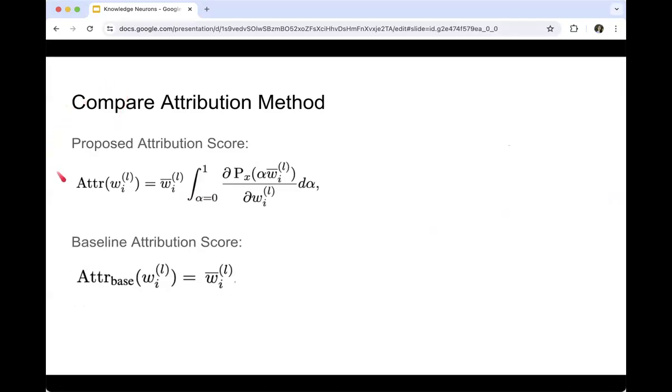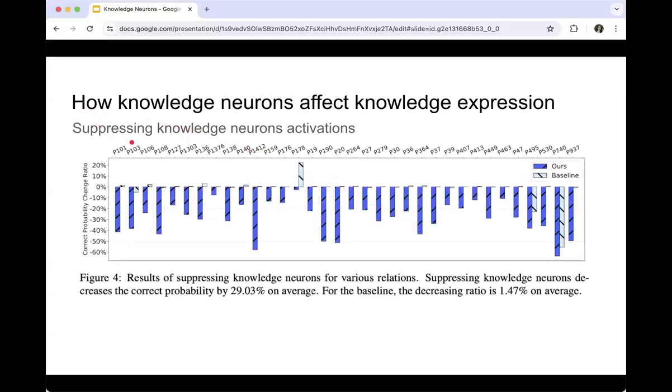So this is the knowledge attribution method that is proposed, and they move on to compare their attribution method to a baseline method. This is the baseline attribution score, which is just the activation of a particular neuron. To compare the two attribution methods, the first thing that they did was suppress the activations of the knowledge neurons and look at how this affected the model's knowledge expression. As you can see, doing so decreased the probability of the model making a correct prediction by 29% on average, whereas for the baseline method, this was only 1.5%.